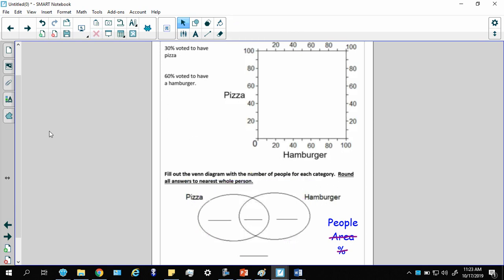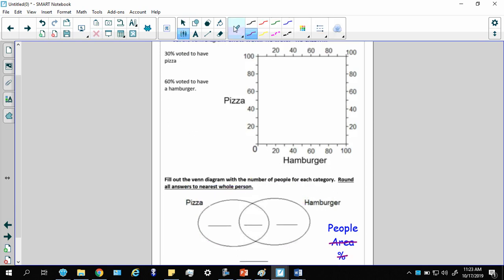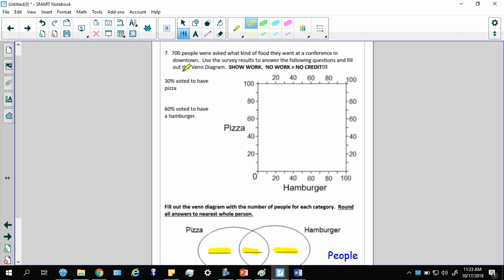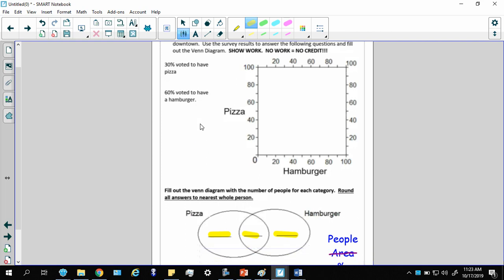Now, not only that, using my highlighter here, remember that this number, this number, this number, and this number all equal 700 because 700 people start the problem. Okay? Now, we've done this several times, so you should know how to draw it. So 30% said pizza. Now, I'm going to use yellow. Some of you guys are not highlighting and you're not shading and you're just trying to remember how everything goes, and it's not working too well for you.